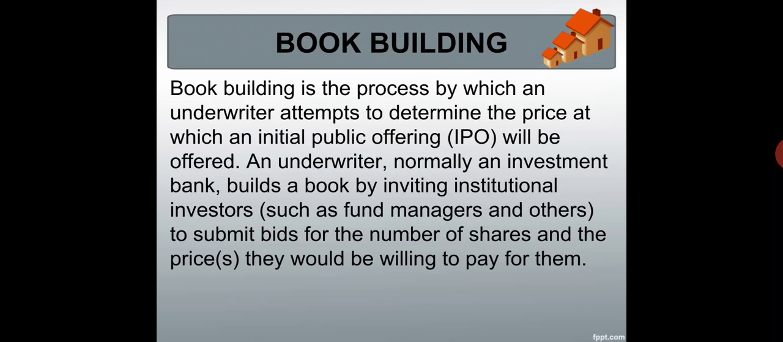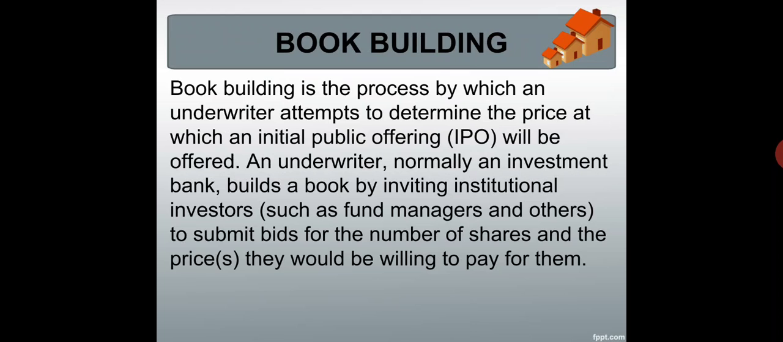Here, the underwriter is going to offer two prices to their investors. The first price is known as the floor price, that is the minimum price, and the second price is known as the cap price, that is the maximum price. So now here the investor is going to bid between these two price ranges. Suppose the floor price is 500 and the cap price is 550. So this is the price range. That is, the investor is going to invest between 500 to 550 only. No other option is applicable to them.